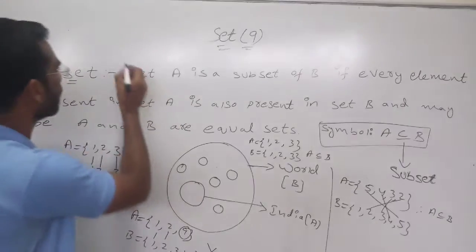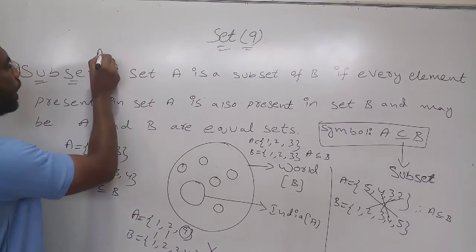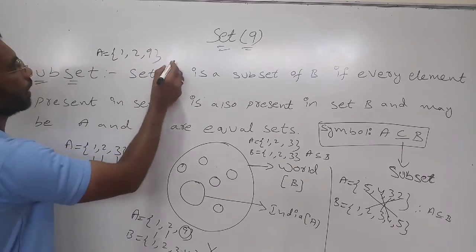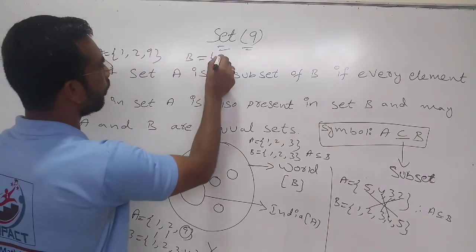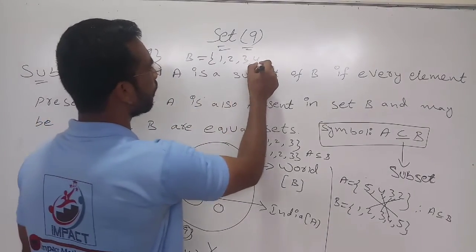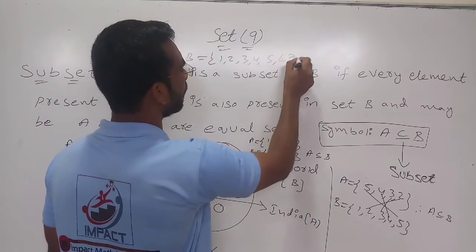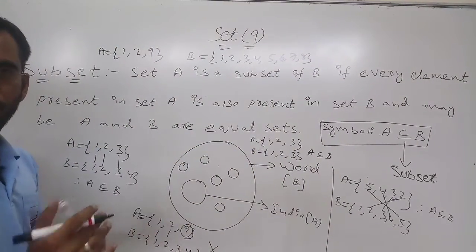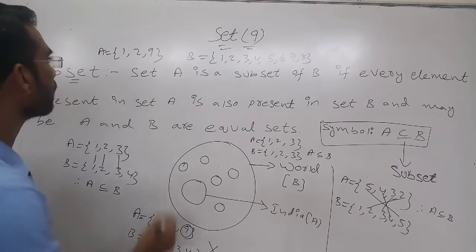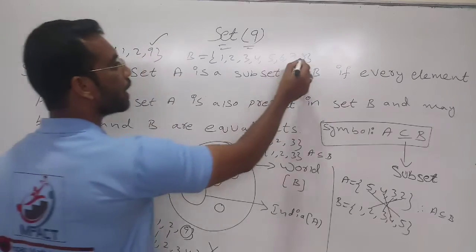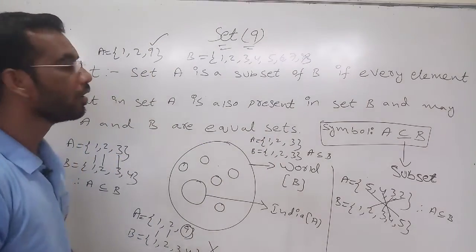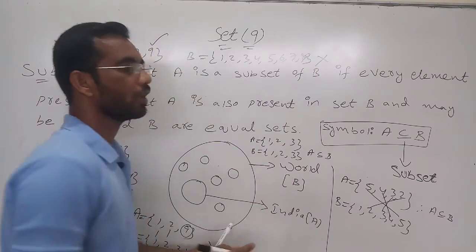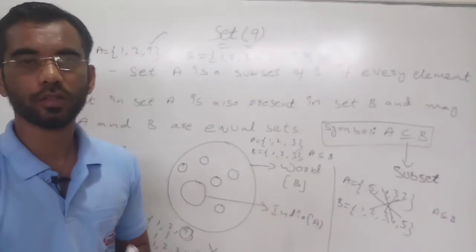We will see one more. If I take A as 1, 2 and 9 and B as 1, 2, 3, 4, 5, 6, 7 and 8, is A a subset of B? No, because here it is 9, but 9 is not present in B. So A is not a subset of B.